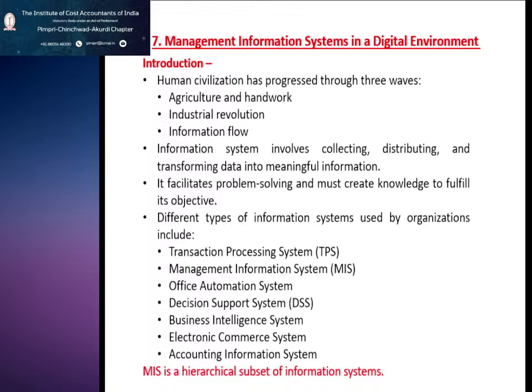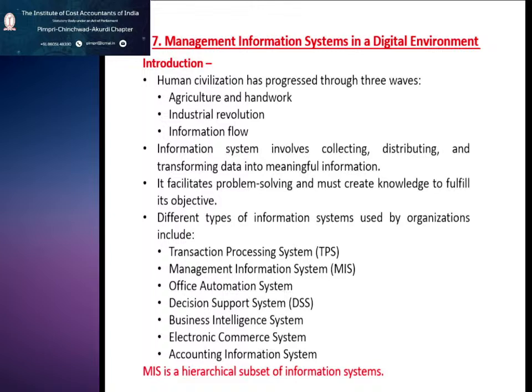Now, the different types of information systems used by organizations. Let's understand how the corporate world works in terms of information systems. The types are, specifically, the transaction processing system, called TPS. TPS is the operational level, day-to-day functioning of the organization: the actual day-to-day transactions are processed by the transaction processing system. Then comes the management information system, MIS in short.